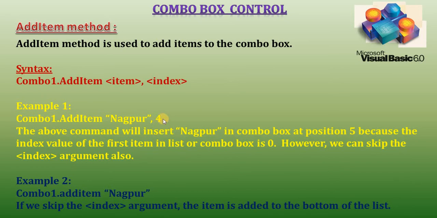Now we know that the index in list box as well as in combo box starts from 0. The index value of the first item in the list or combo box is 0. That's why when you write this 4, this Nagpur will be added in the combo box at position 5. But if you skip the index, then the item is added to the bottom of the list. So remember that the add item method is used for adding elements.